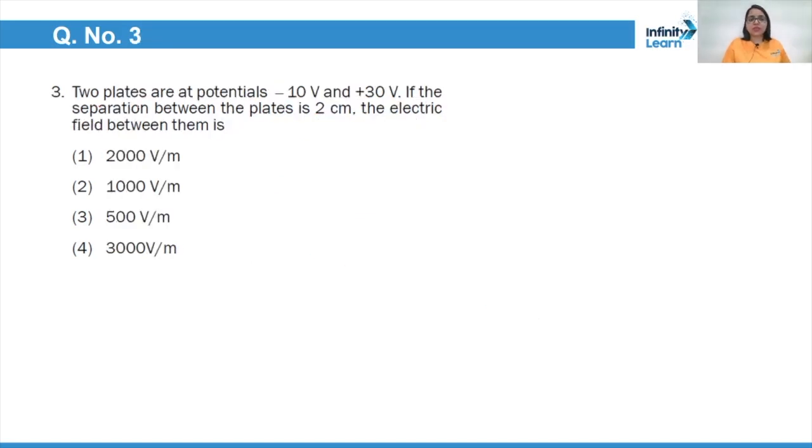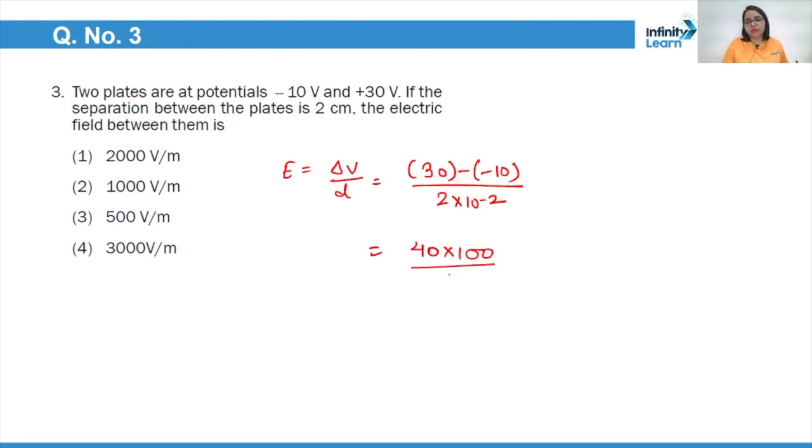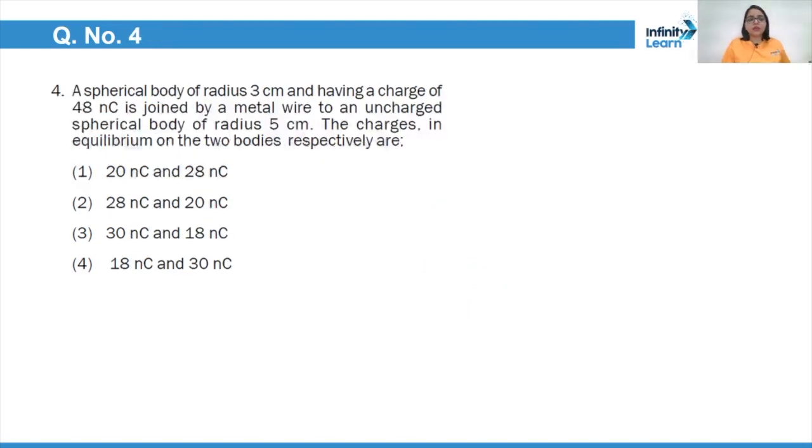Next is question number 3. Two plates are at potentials minus 10 volt and plus 30 volt. If the separation between the plates is 2 centimeter, the electric field between them is. So electric field is delta V upon d. Delta V is the potential difference, that is 30 minus of minus 10, divided by d, which is 2 into 10 power minus 2 meter, right? So this is 40 into 100 divided by 2, and that is equal to 2000 volts per meter, which is option 1.